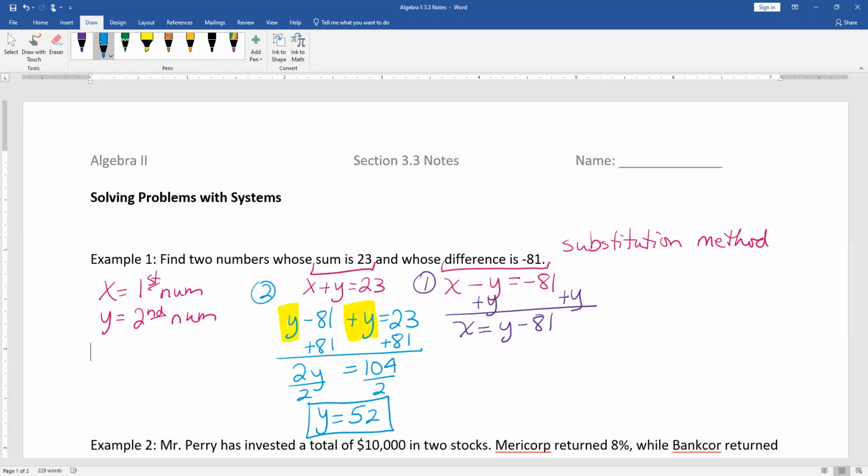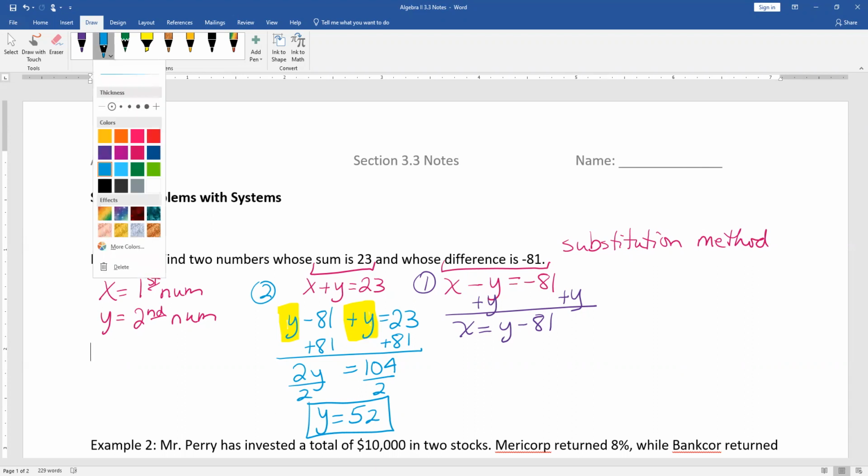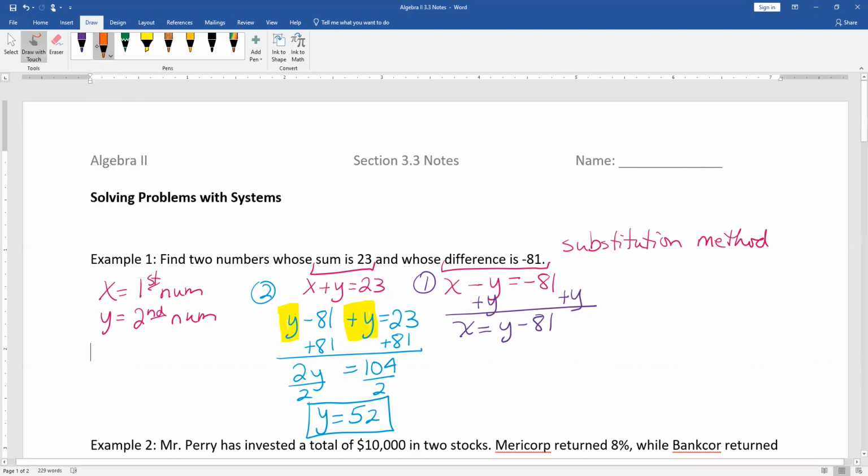Once I have y equals 52, I can use either equation to solve for x. Either one is fine. I'm going to use the x minus y. Hold on, let me get a different color here. I'm trying to make it obvious what my different steps are because I'm running out of room.